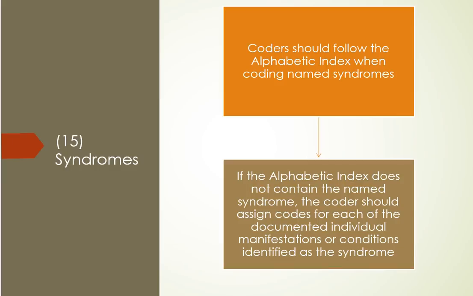So what this means, if a patient has a syndrome, you want to go to the alphabetical index and locate the main term of syndrome. Now, in those situations where the alphabetical index lacks guidance regarding syndromes, you're going to assign codes for the documented manifestations of that particular syndrome. Also, additional codes for the manifestation that are not an integral part of the disease process may also be assigned when the condition itself does not have a unique code.